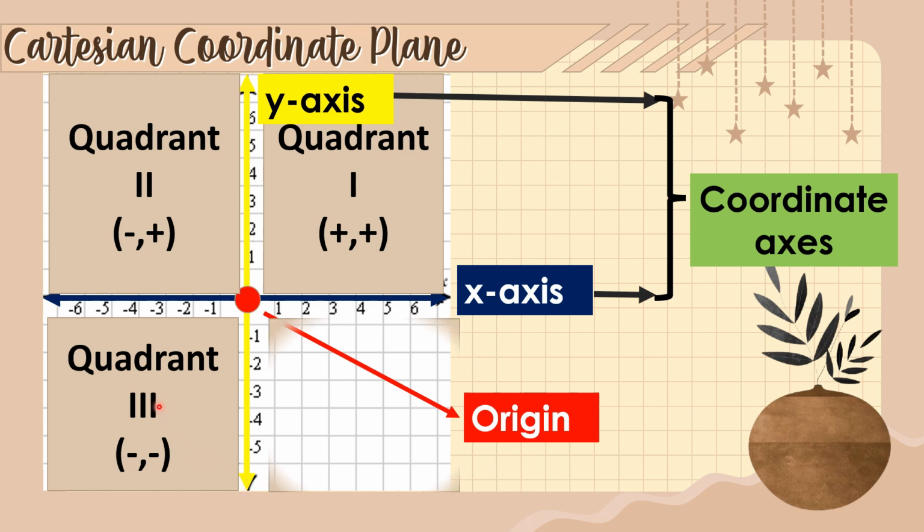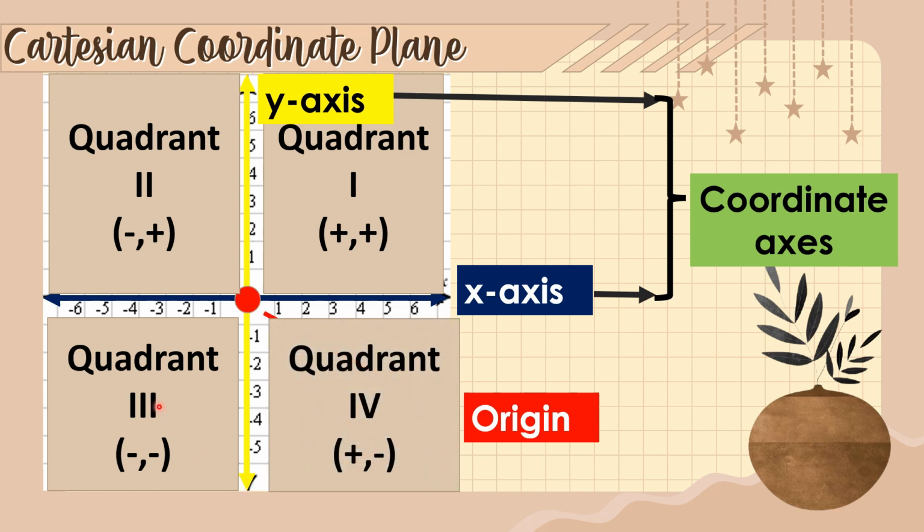Now, let's proceed to the fourth quadrant. In the fourth quadrant, x is positive again. 1, 2, 3, 4, 5, 6, so x is all positive. And y is negative, going downward. That is quadrant 4. Positive x, negative y.